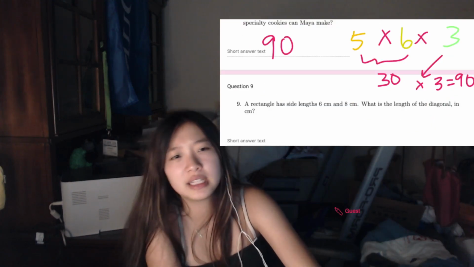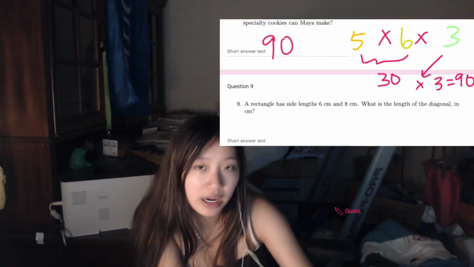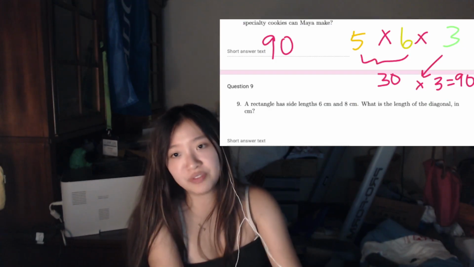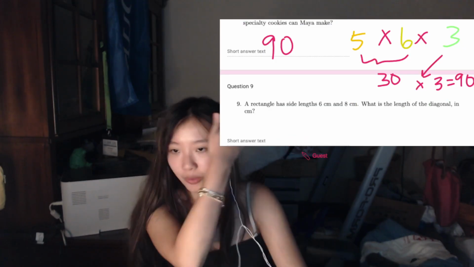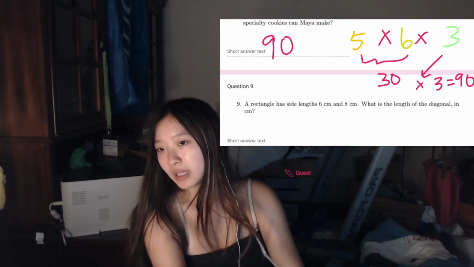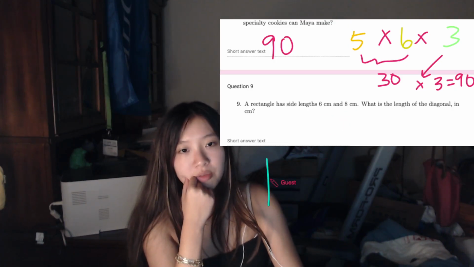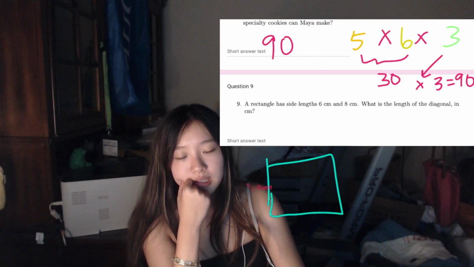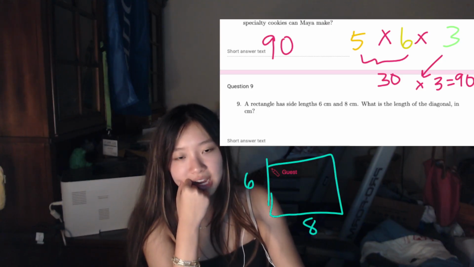A rectangle has side lengths 6 and 8. What is the length of the diagonal in cm? This is actually very tricky if you do not know the Pythagorean theorem or you don't know the Pythagorean triplets, which is okay because I'm going to explain it right now. Rectangle, length 6, 8, and we want the diagonal.